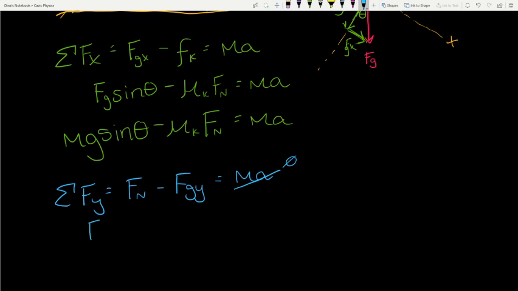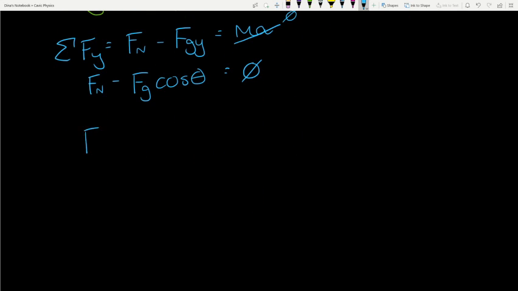So we're going to have normal force minus Fgy, and Fgy is Fg cosine theta. Remember, cosine is adjacent and our y was adjacent to the angle, equals 0. Now let's simplify this as much as we can. Fn equals Fg cosine theta. The last way we can simplify this is writing Fg as mg, so Fn equals mg cosine theta.